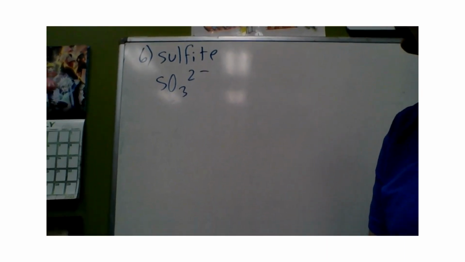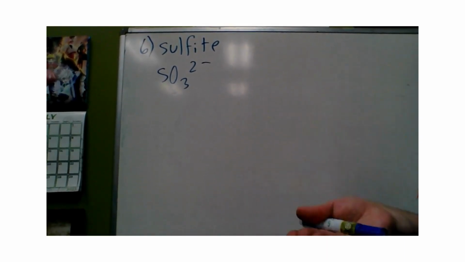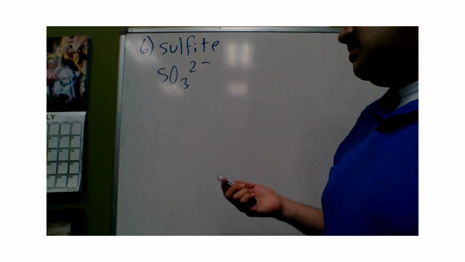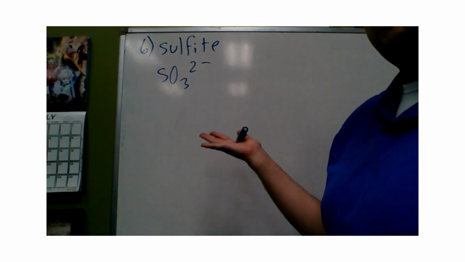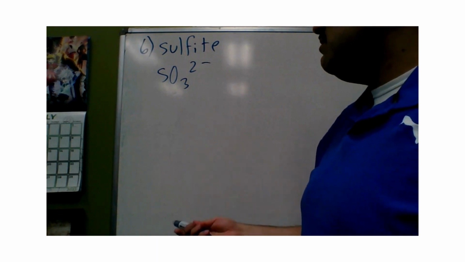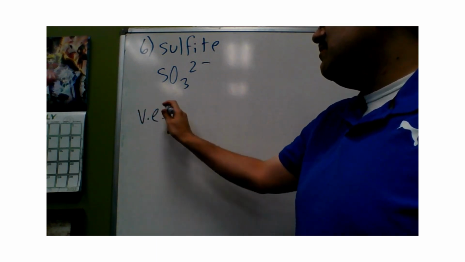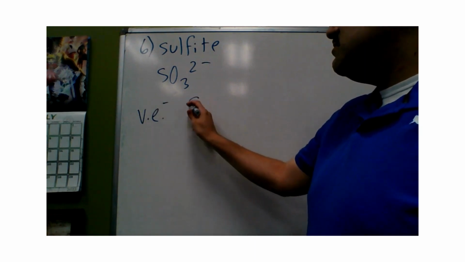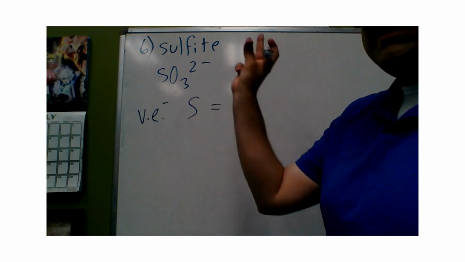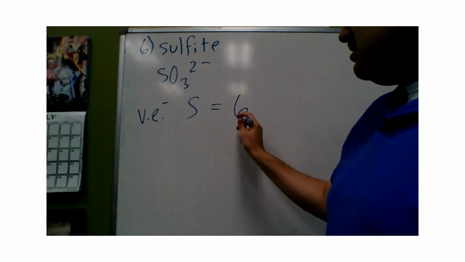So hopefully you did pause the video and then you went on to the next one, sulfite, an ion. So let's take account of how many valence electrons we have to work with this time for the Lewis dot structure. Okay, so we have valence electrons for what? Oh, I see sulfur right there. So I'm going to go sulfur. We said 6A on the top has 6.